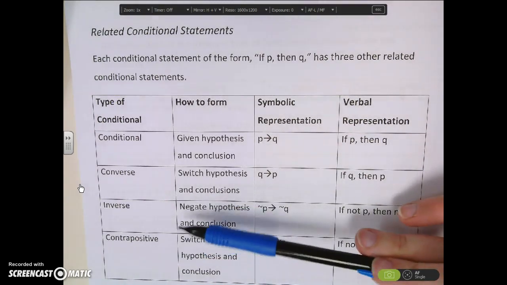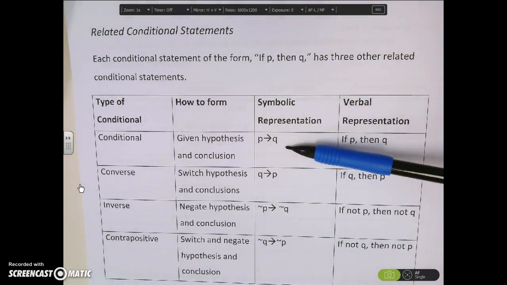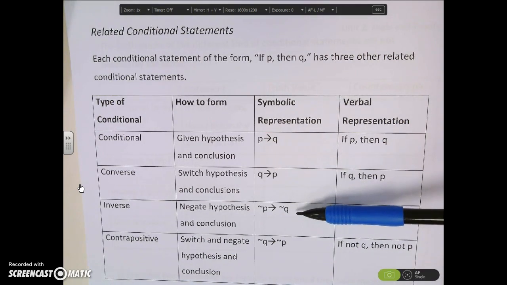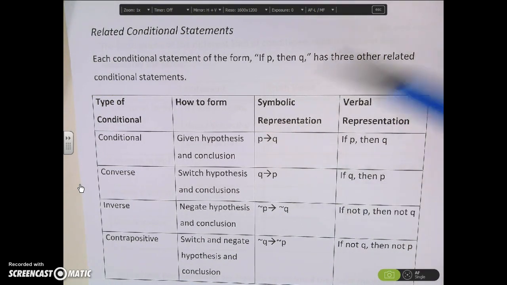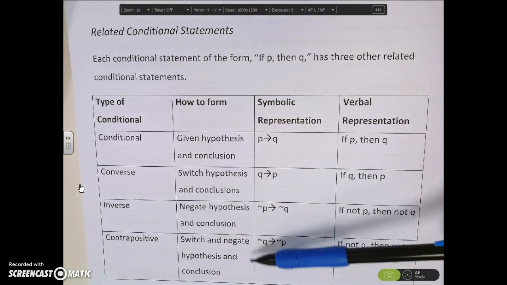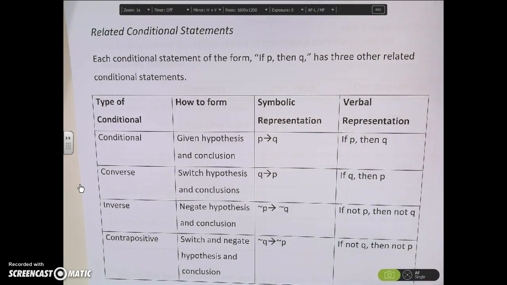So rather than writing P arrow Q, it'd be Q arrow P, if Q then P. Now the inverse takes my original conditional and negates the hypothesis and the conclusion: if not P, then not Q. And the contrapositive is going to both switch and negate the hypothesis and the conclusion: if not Q, then not P.